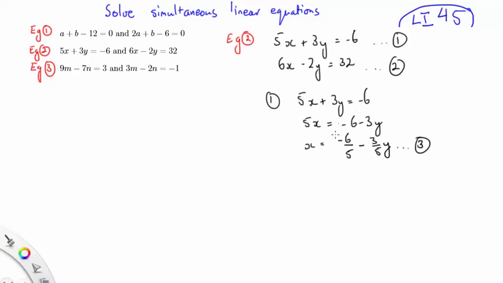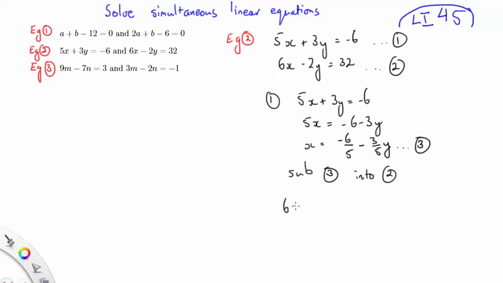Now here's where you need to be careful. You can't sub this back into number 1 because it's the same equation, and you're going to get some nonsense like 0 equals 0 or x equals x or something like that. So you can't sub this back into equation 1 because you already used equation 1 there. So we're going to sub equation 3 into 2. So we sub x for here.